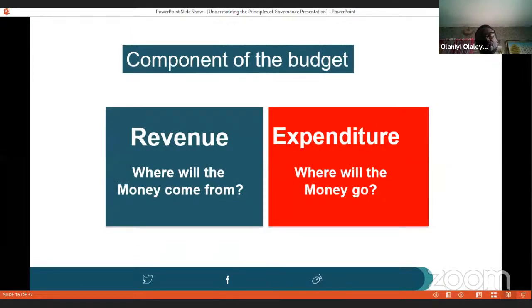So components of budget, I've discussed this one earlier. There are two major components of budget: the revenue, where will the money come from, and the expenditure, where will the money go.